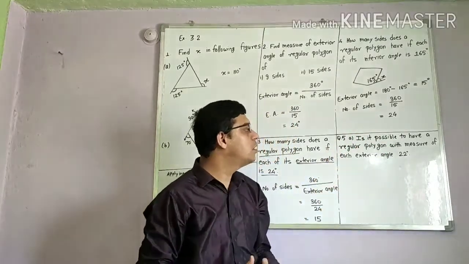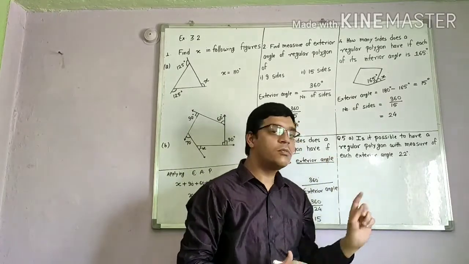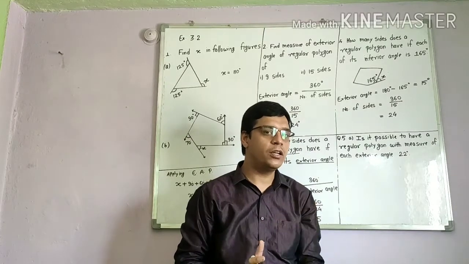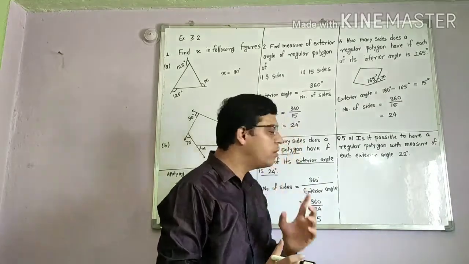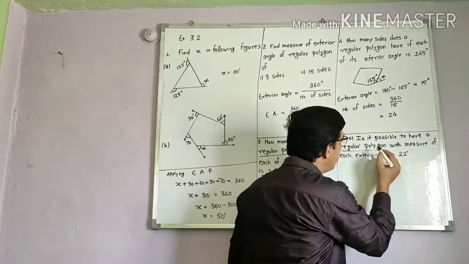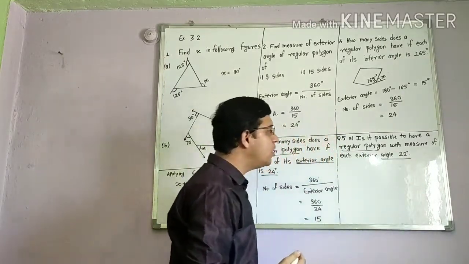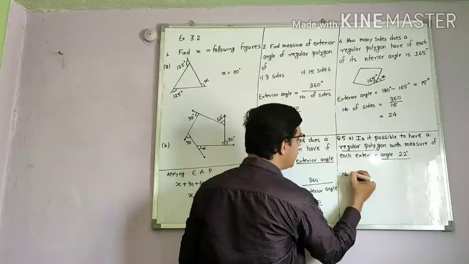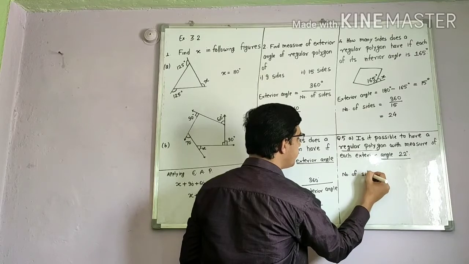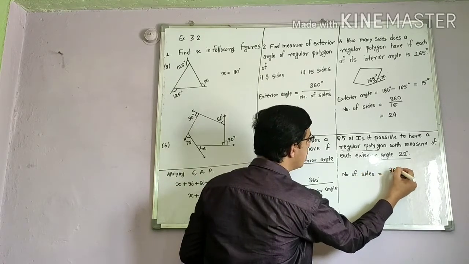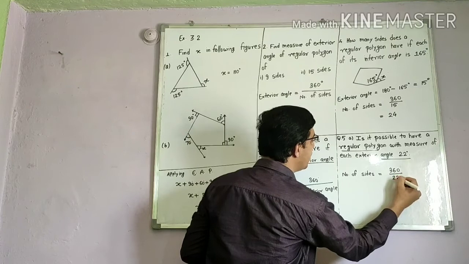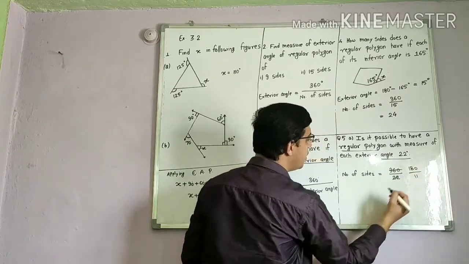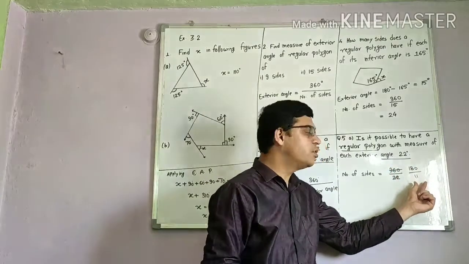Next question. Is it possible to have a regular polygon with measure of exterior angle 22 degree? Is it possible to have a regular polygon with exterior angle 22 degree? So if you apply the same formula, we have to find number of sides, that is equal to 360 upon exterior angle 22. So when you try to cancel, this is 180 by 11. It is a fraction, not a whole number.